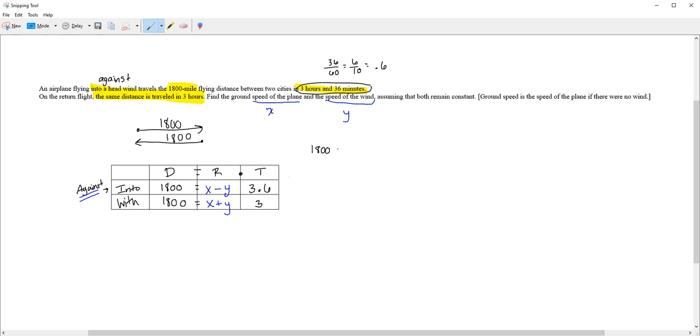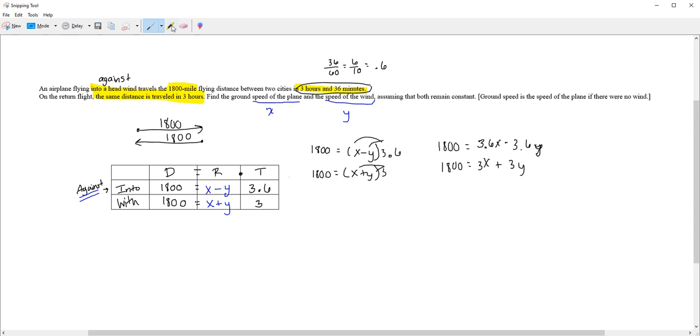Our equations are going to be 1,800 equals (x minus y) times 3.6, and 1,800 equals (x plus y) times 3. To solve this, we would distribute to both of these, and we get 1,800 equals 3.6x minus 3.6y, and 1,800 equals 3x plus 3y. Little typos like that will mess you up.